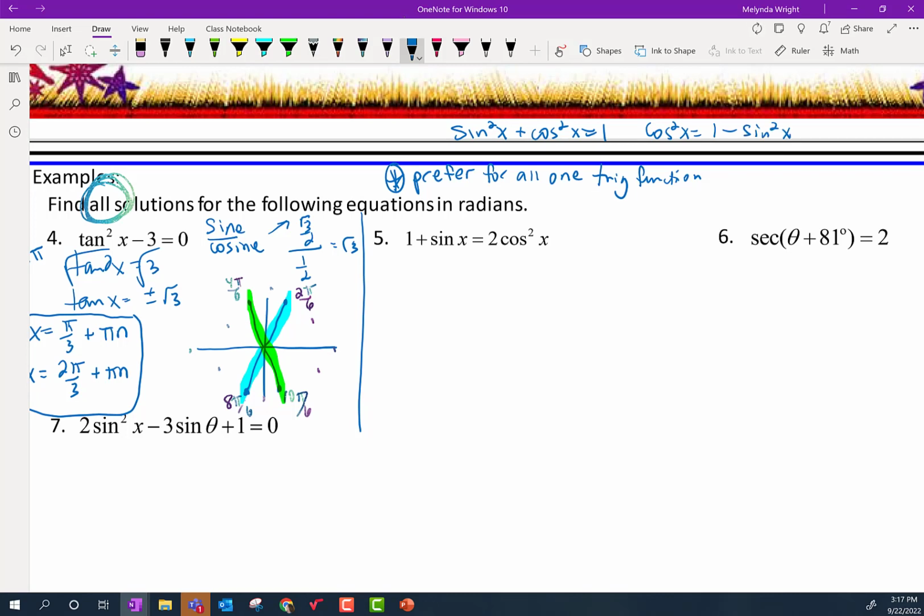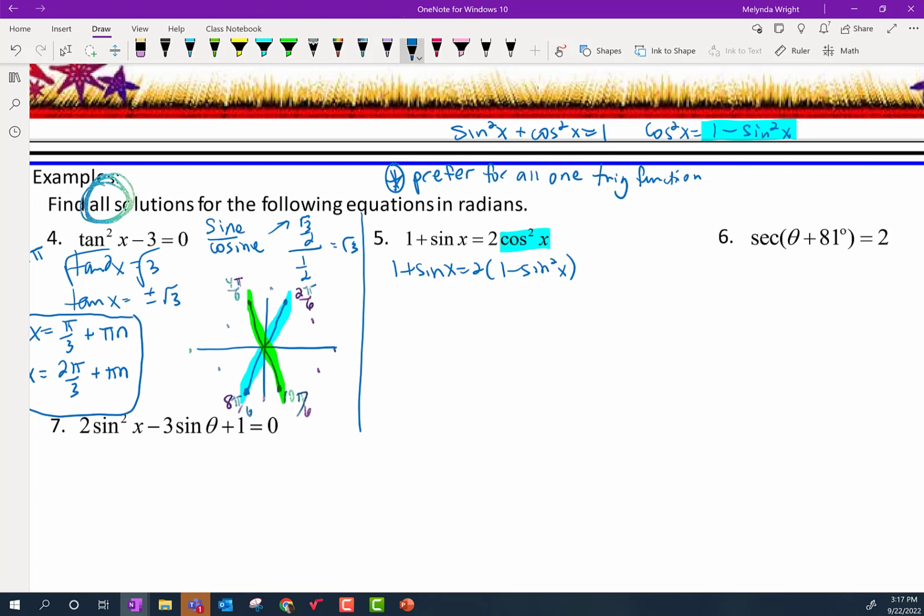How did I get that? I just solved for cosine squared. So I'm going to take this 1 minus sine squared and put it where the cosine squared is. I'm going to take that out. So I have 1 plus sine of x equals 2 times 1 minus sine squared of x. Okay, that has helped me get one trig function. I'm very happy about that.